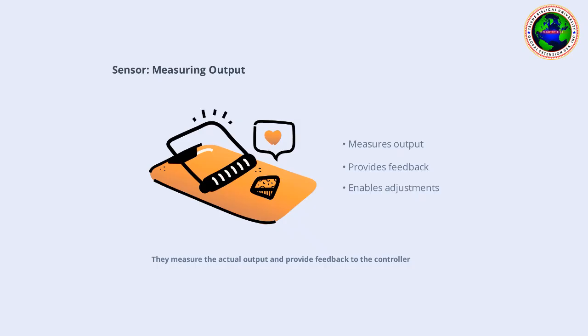They measure the actual output and provide feedback to the controller. Accurate sensing is vital for the system to make the right adjustments and maintain performance.